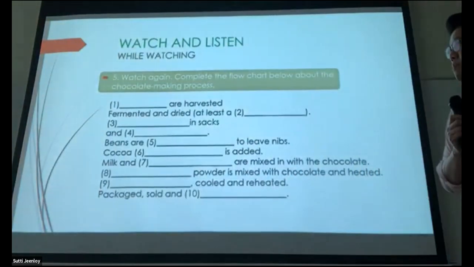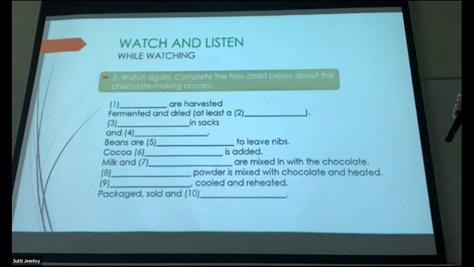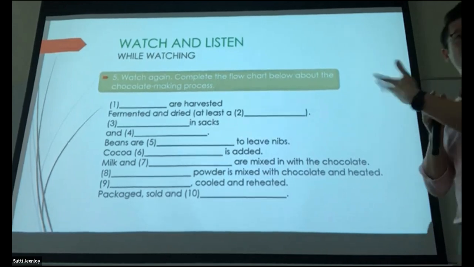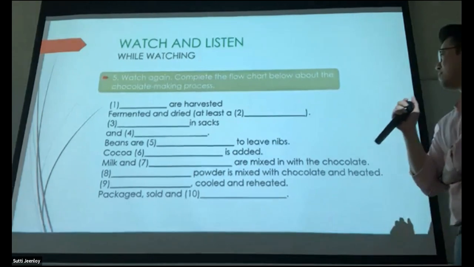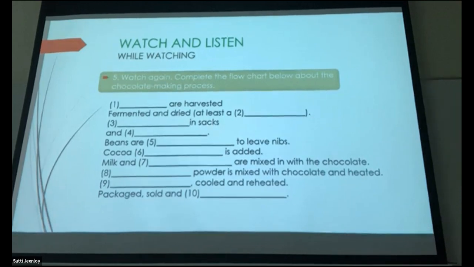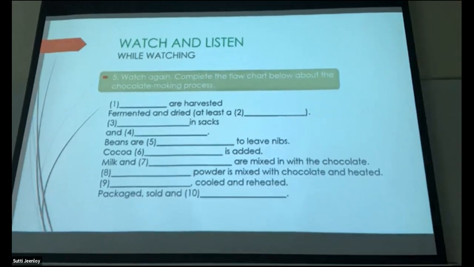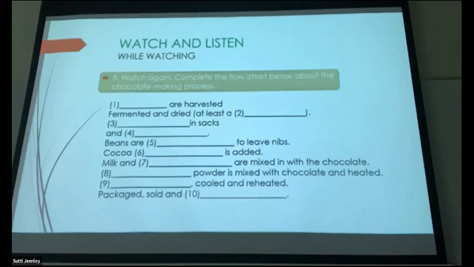Before I show you the test script of this video, why don't we start with this? Complete the flow chart below about the chocolate making process. There are 10 blanks altogether. So you need to put those verbs that we learned earlier, the verbs that we take from the audio clip, and then we put them in here, right? The chocolate making process. The first one, what is that? What's harvested? What's fermented and dried? Beans are harvested. Beans are harvested, fermented, and dried. Beans are harvested, they are fermented, and they're dried.